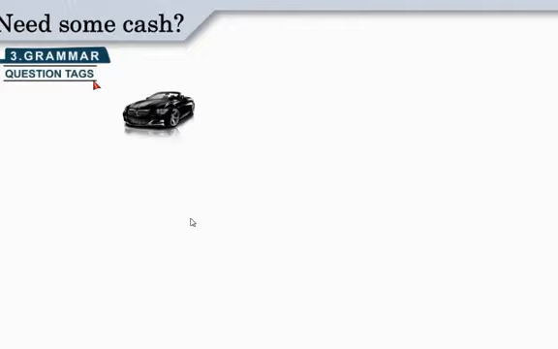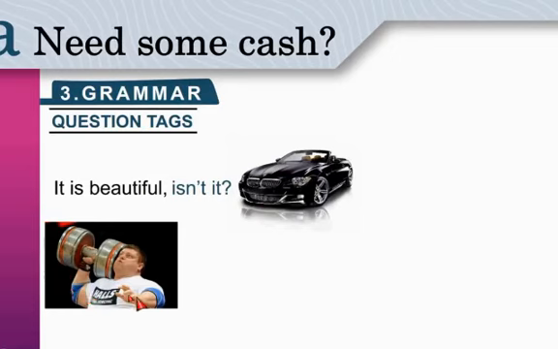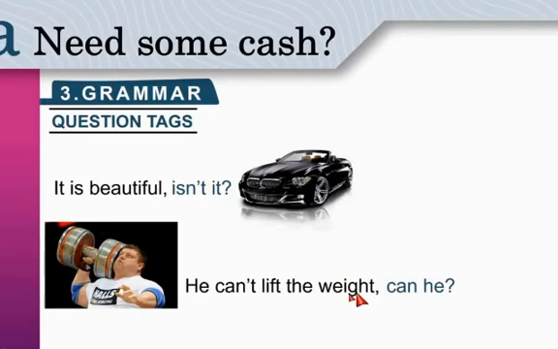Okay, let's explain more. Wow, it is beautiful, isn't it? Oh, that's very heavy. He can't lift the weight, can he? Can he and isn't it are what we call question tags. We use them just like negative questions if we want somebody to agree with us.